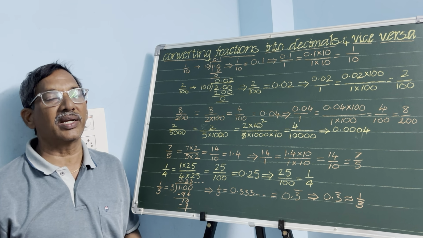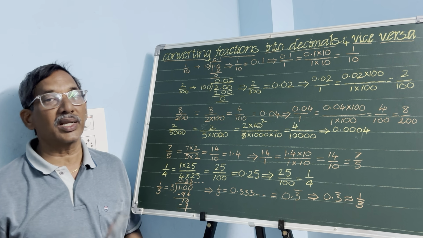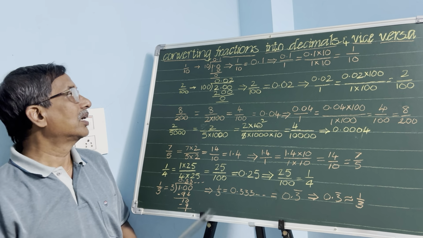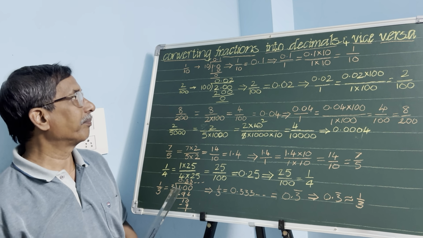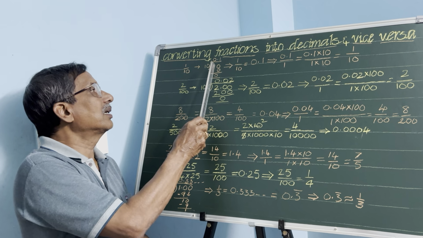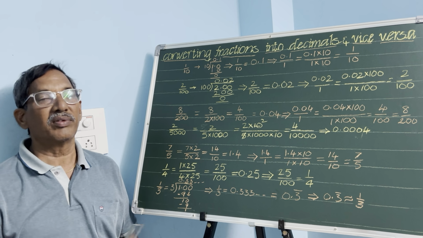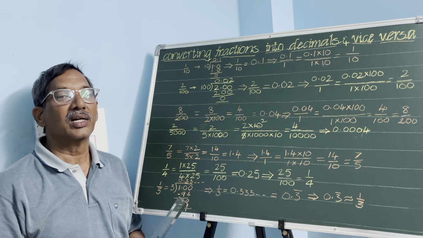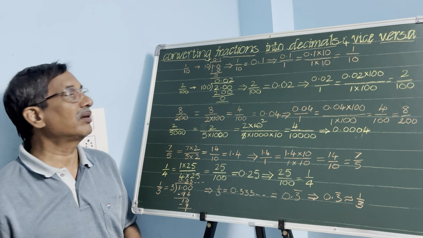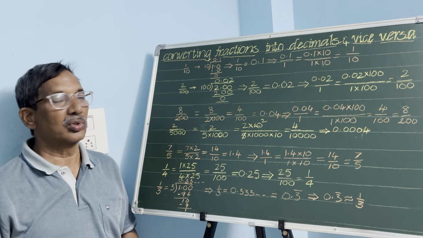To know the quotient, we have to divide the numerator by the denominator. So we have to divide 1 by 10. In normal division, 1 is smaller than 10, so we cannot divide 1 by 10. Then we add a decimal point and 0.